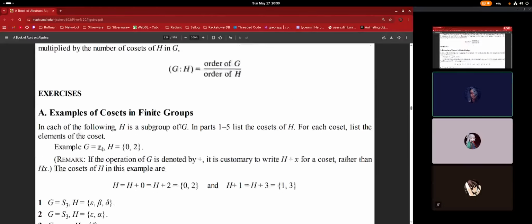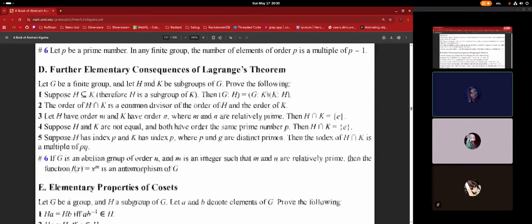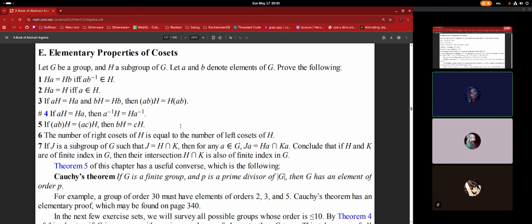Anyway, any more comments on E? Oh, actually, let's go back. Any more comments on E before we go to Theorem 5?